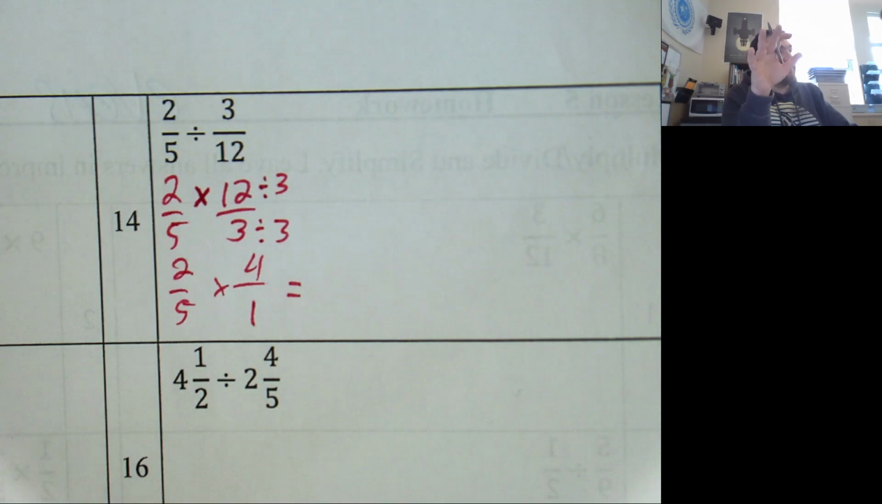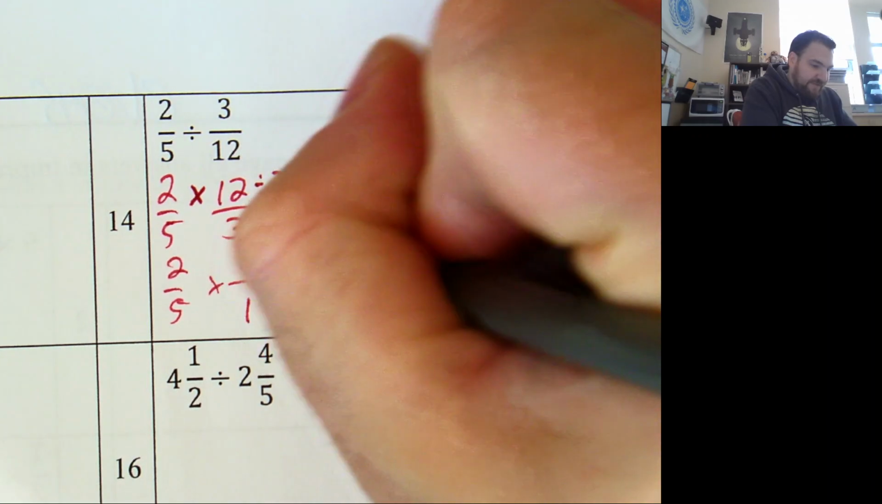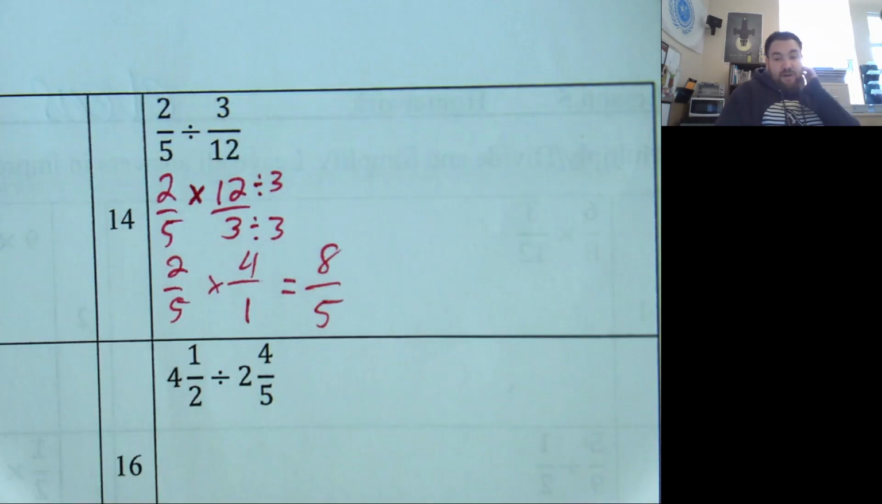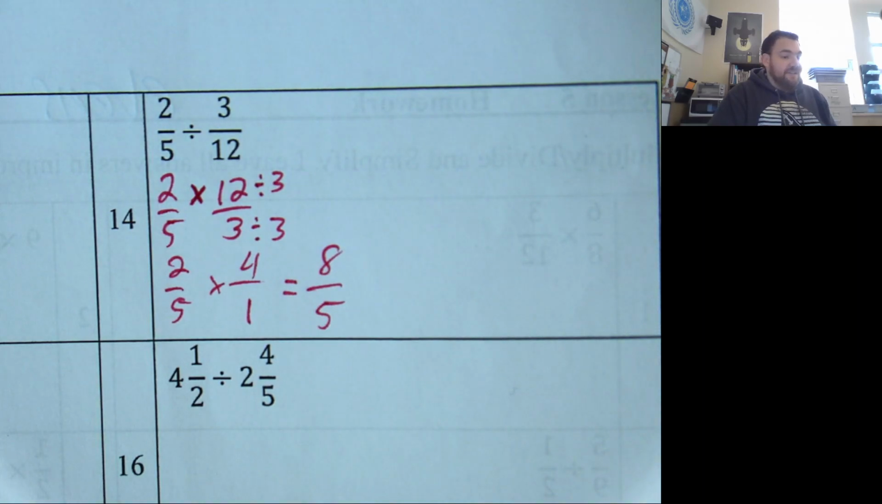Now I'm going to multiply across the top. I'm going to multiply across the bottom. And I'm going to get 2 times 4 is 8. 5 times 1 is 5. 8 over 5. And we're done, because the question doesn't say anything about converting to mixed. That's how I did question 14. Zara, does that make sense?